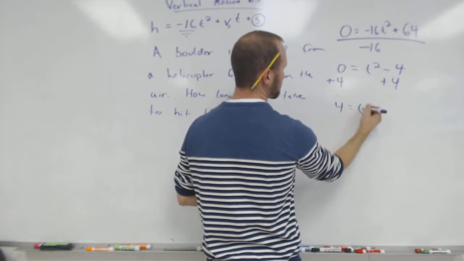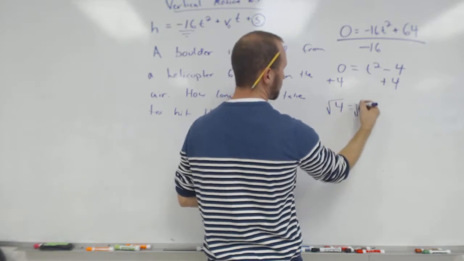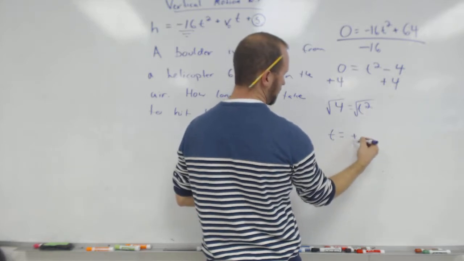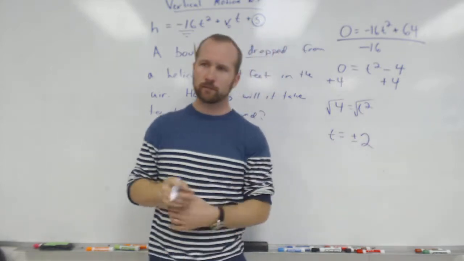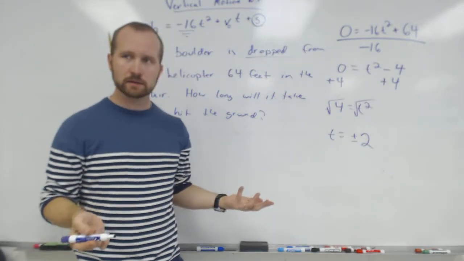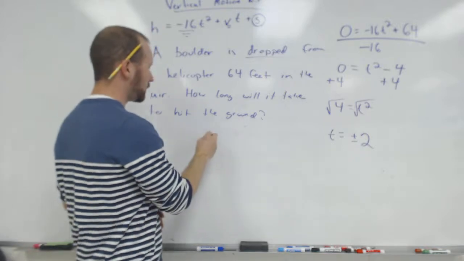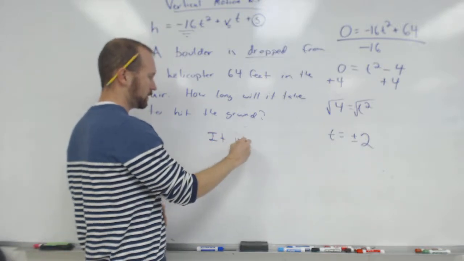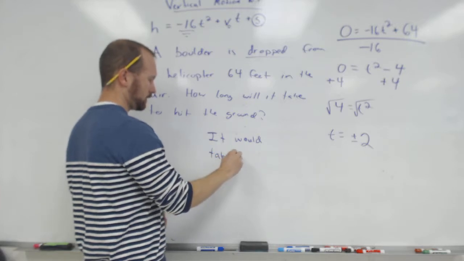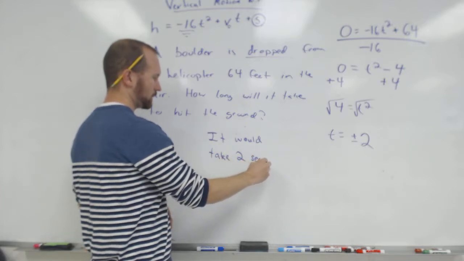So 4 equals t squared. The square root of each side: t is positive or negative 2. The square root of 4 is positive or negative 2. And which one makes sense? Positive 2. So it would take 2 seconds.